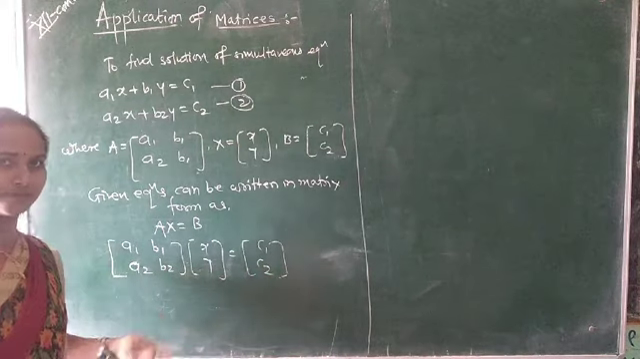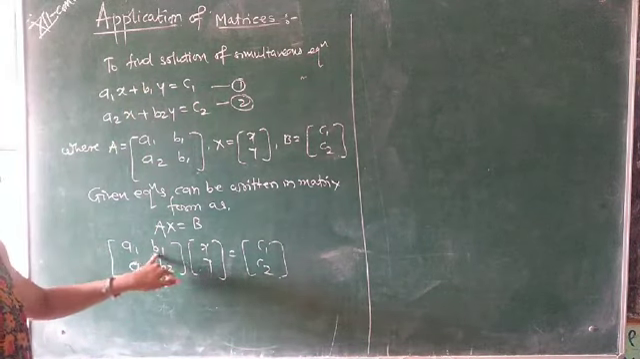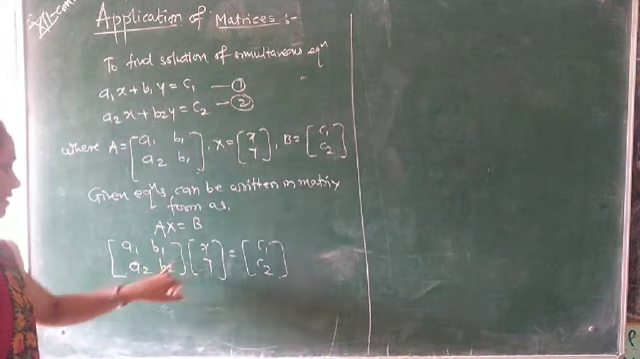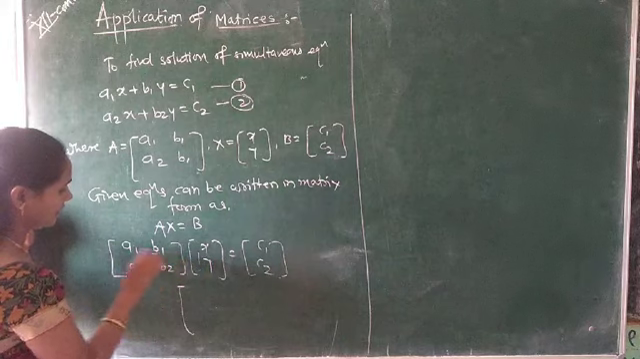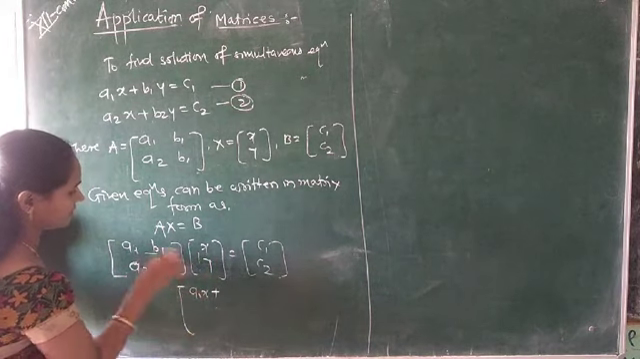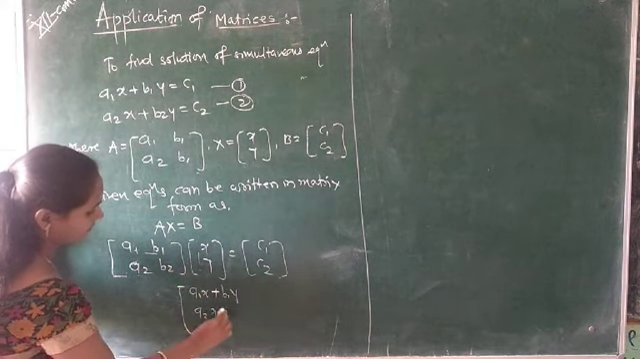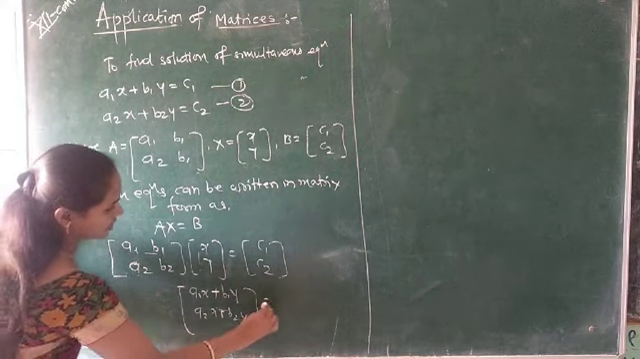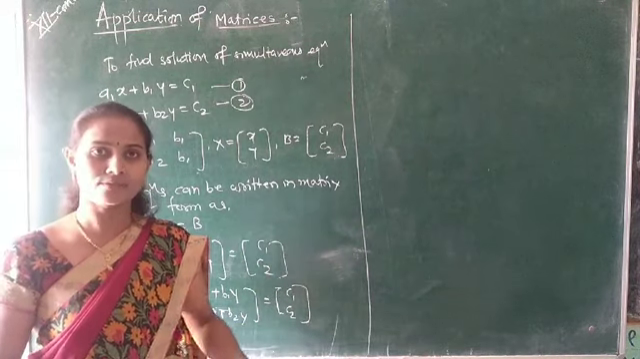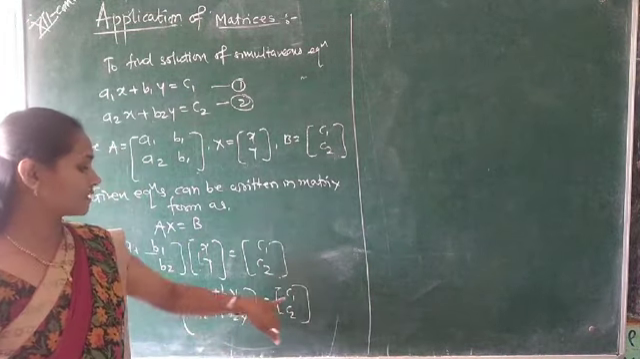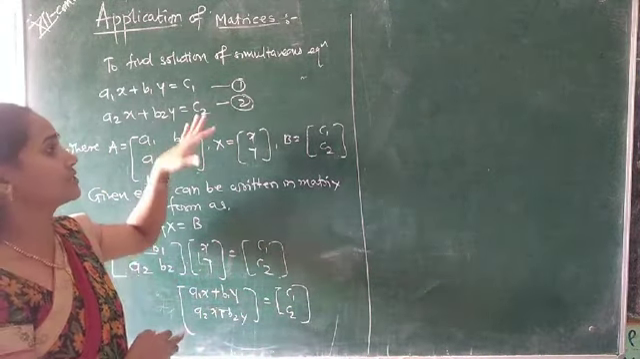If we multiply these matrices, we get the same equations. Taking the product, first row: a1 into x plus b1 into y, that is a1x plus b1y; second row: a2x plus b2y; which is equal to c1 c2. Now the two matrices are equal, therefore by using equality of matrices we write a1x plus b1y is equal to c1 and a2x plus b2y is equal to c2. We get our system of linear equations.